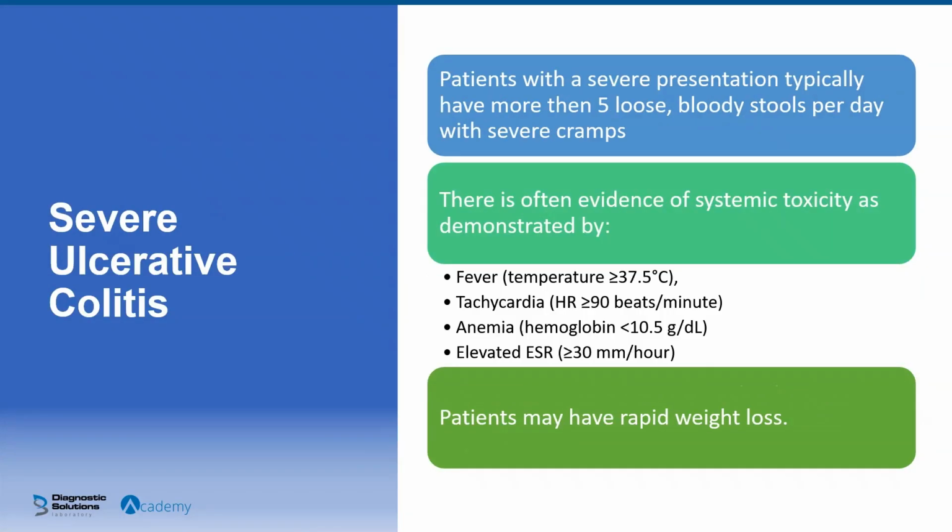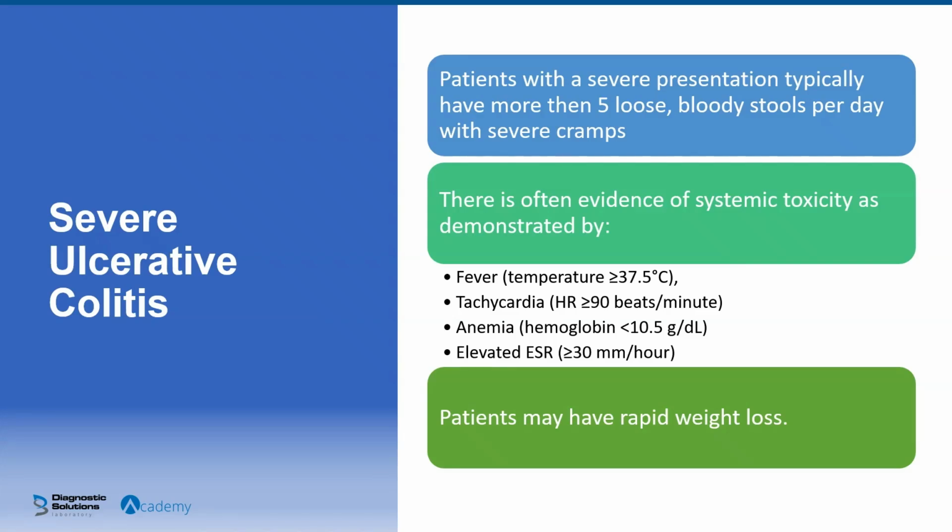And usually they have adequate nutrition, but they might start having some weight loss if it's going from moderate to severe. Severe UC patients are a lot more difficult to manage. The patients have 5 or more loose bloody bowel movements per day. They'll usually have severe cramping. They'll show systemic toxicity like a fever, increased heart rate, anemia, and then elevated inflammation, and these patients might have rapid weight loss.